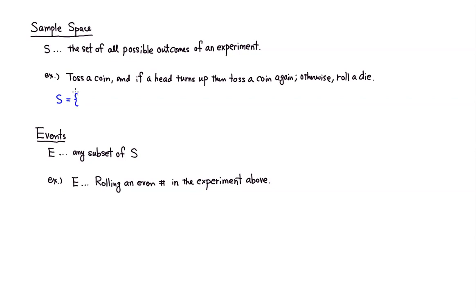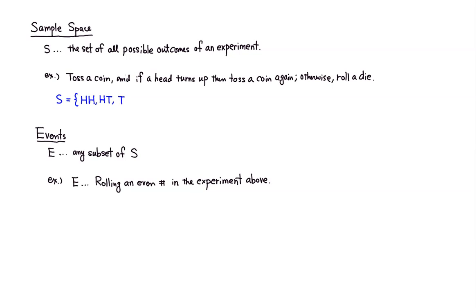The most natural one would be this. You toss a coin, and if the head turns up, then you toss a coin again, so you could get a head again. So HH would be one outcome. We could also get HT, head tail. Those are the two possibilities: if a head turns up on the first toss, then you either get head again or tail.